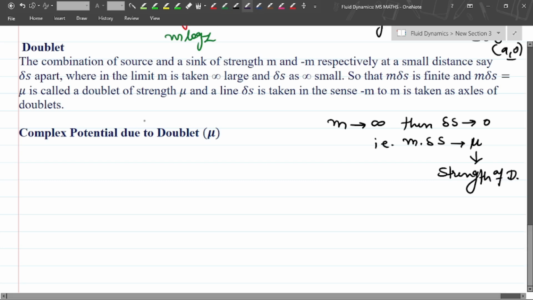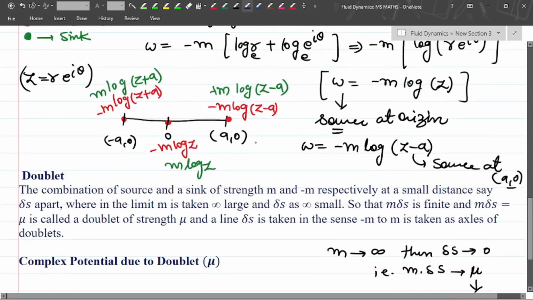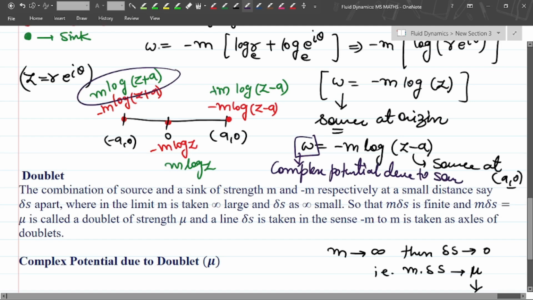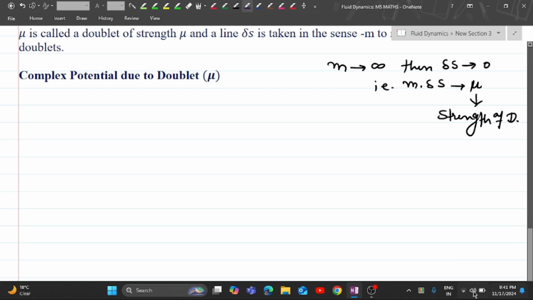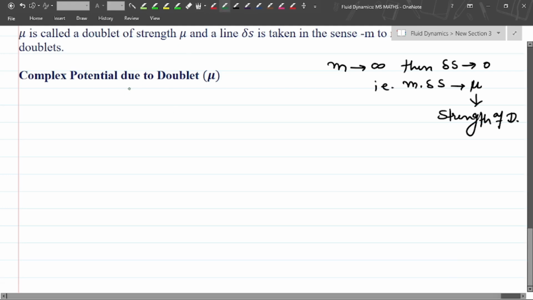So the complex potential due to a doublet. This is the complex potential function, what is this? This is the complex potential due to the source, and this, in green color, is due to the sink. So here we are going to find the complex potential due to mu. It means the complex potential due to a doublet. So how can we find the complex potential by the doublet?